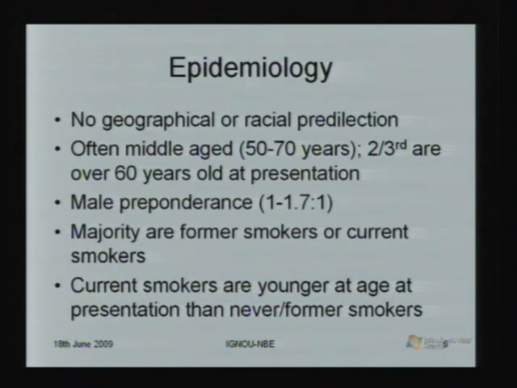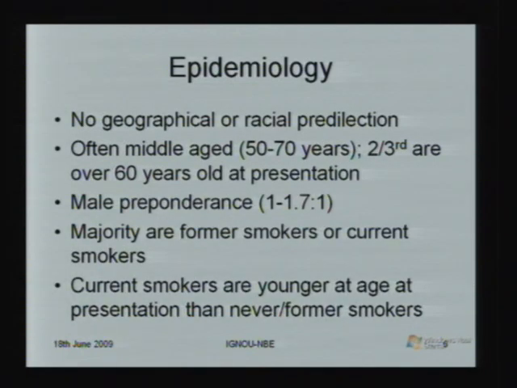Now, IPF has no predilection for geographical regions or races, and quite often the middle-aged, between 50 to 70 years, are the ones to present. Two-thirds of the patients who present with IPF happen to be more than 60 years old at presentation. So we know that it is a disease of middle age at presentation. The male preponderance is about 1:1.7, as we've already seen. The majority happen to be former smokers or current smokers.